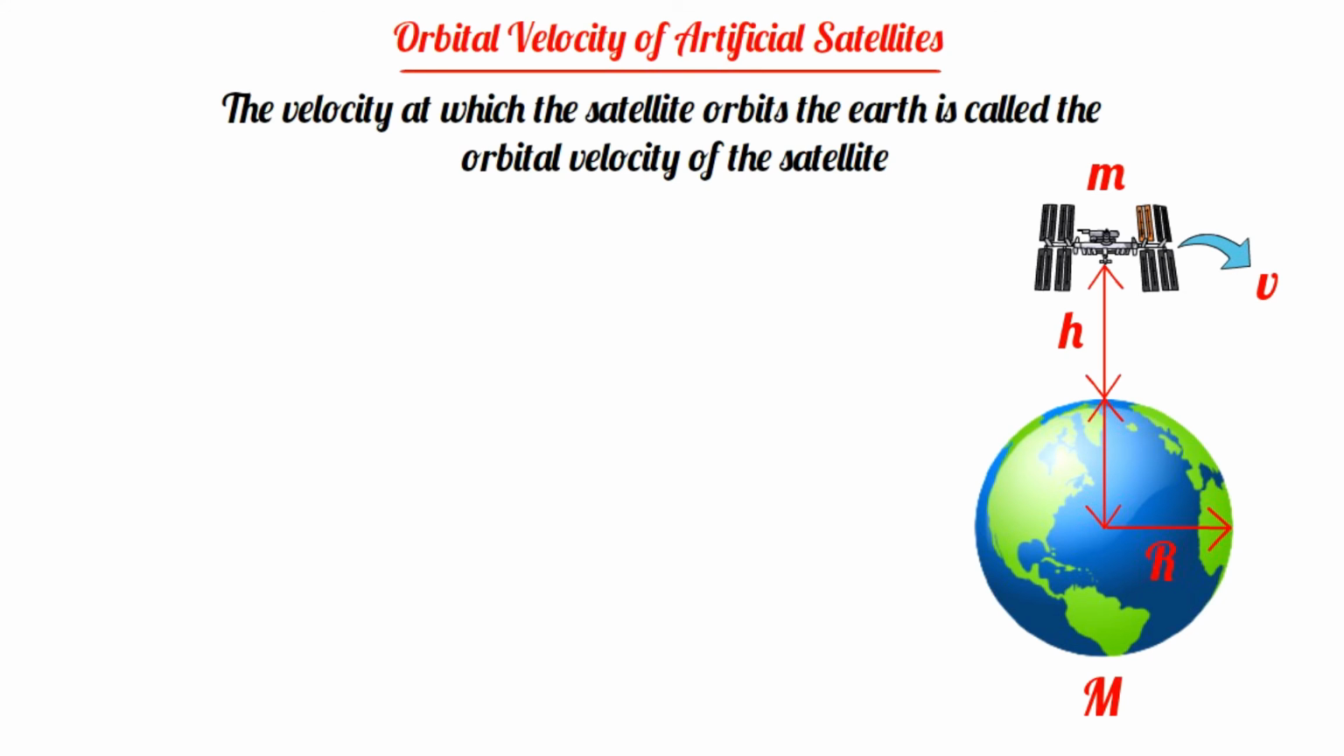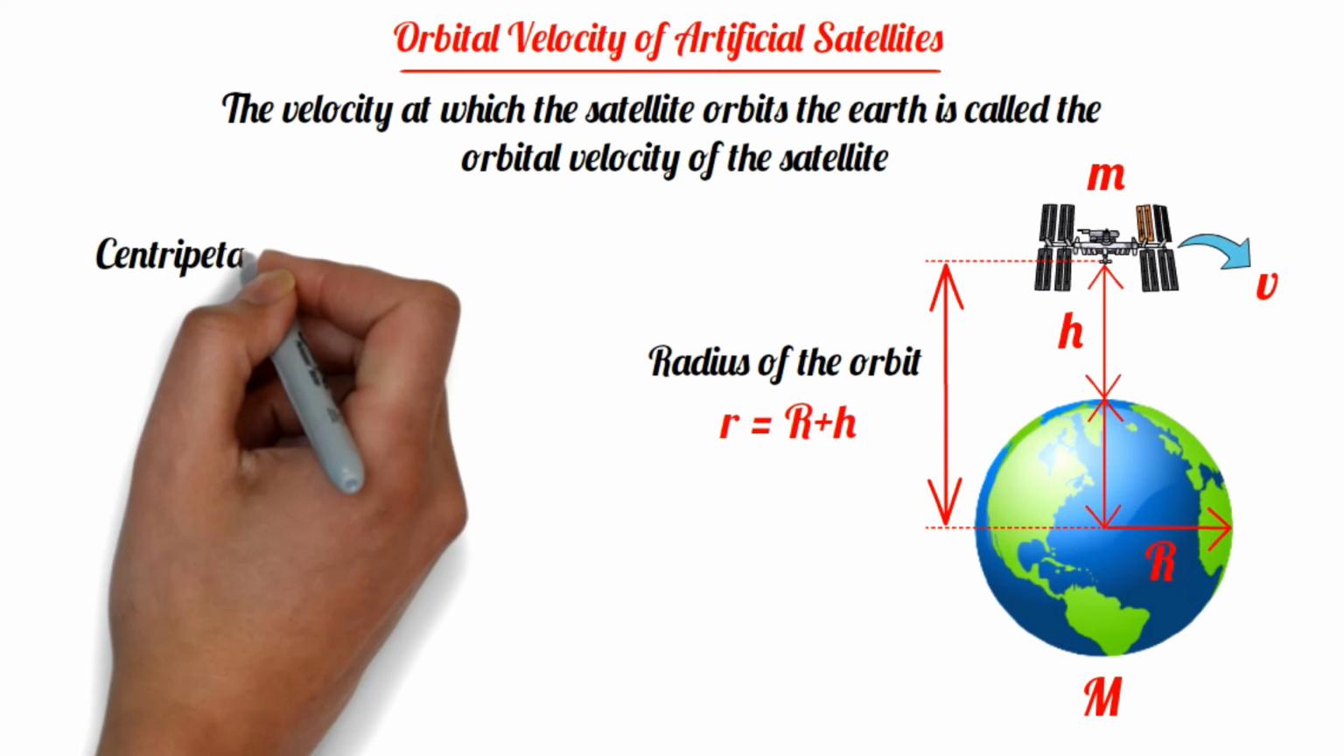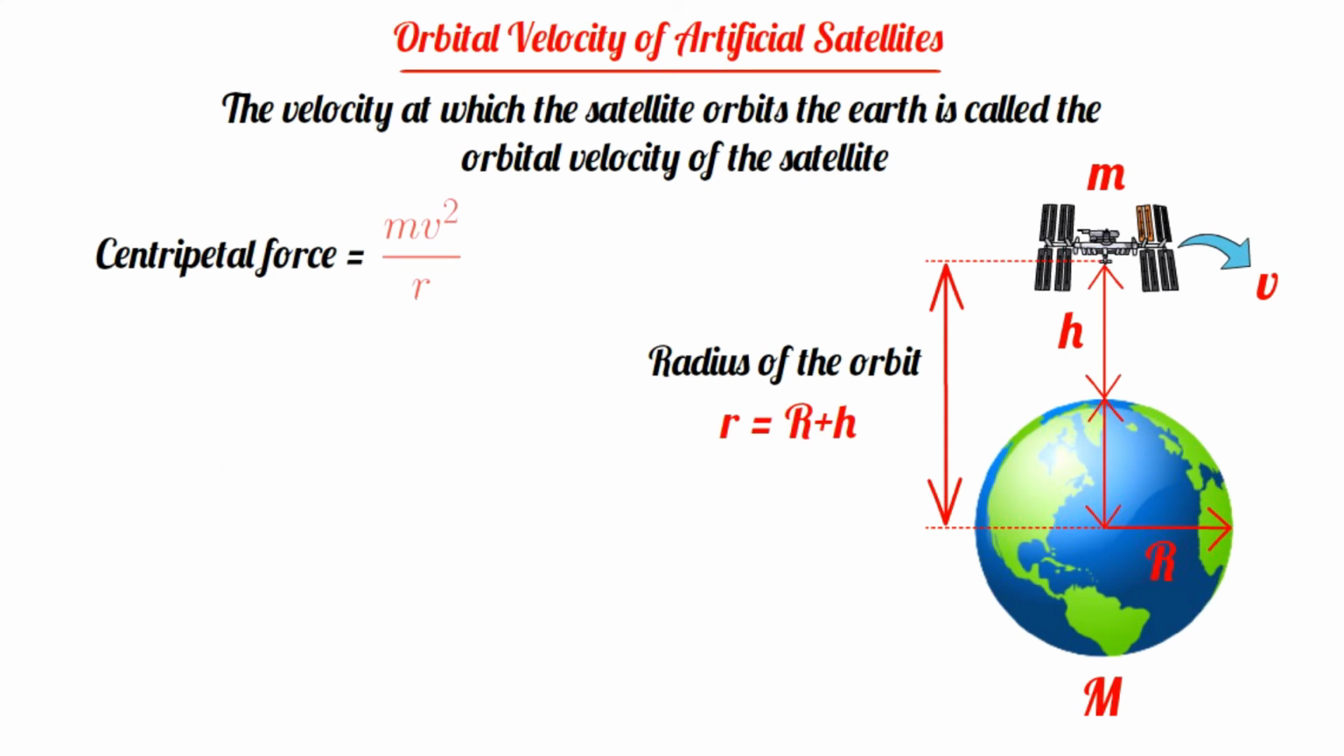Hence the distance of the satellite from the center of the Earth, that is the radius of the orbit, small r, is equal to capital R plus h. Let's assume the orbit to be circular, then the centripetal force is equal to mv squared by r, or mv squared divided by capital R plus small h.